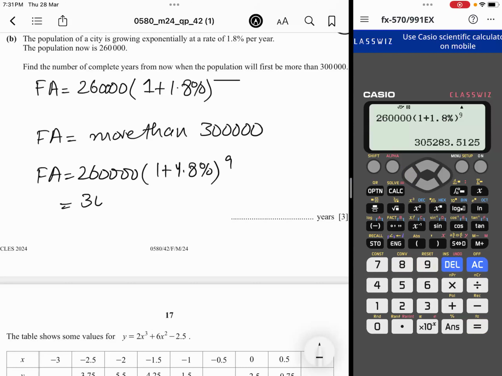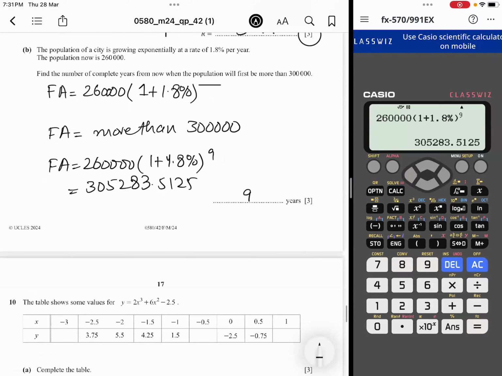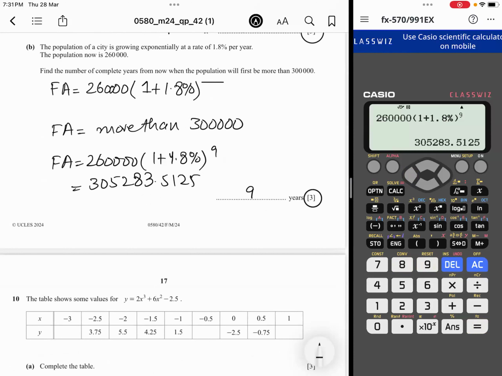So the result is 305,283.5125. So after 9 years, the population will be more than 3 lakhs. Understood everybody or not? Yes or no? Yes sir. Okay.